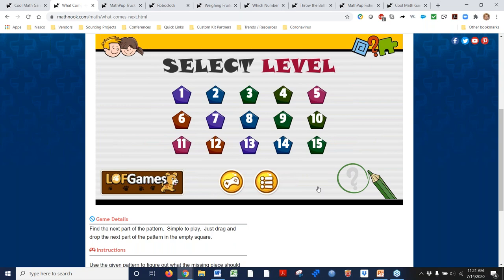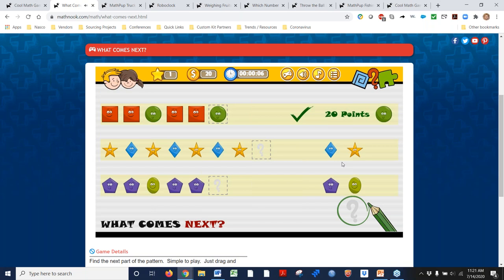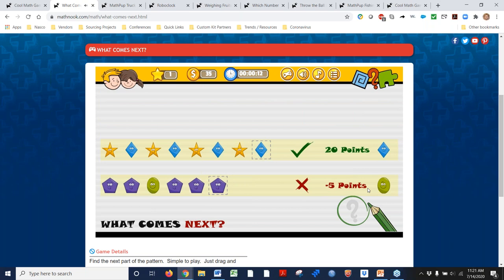There's 15 levels. Each level gives you an amount of points, up to 60 points, and so there's a total of 900 points that you can earn. It starts at the very beginning with, you know, what comes next, right? So different shapes, different sizes. Notice I get points for correct answers. If I were to give an incorrect answer, I lose 5 points.